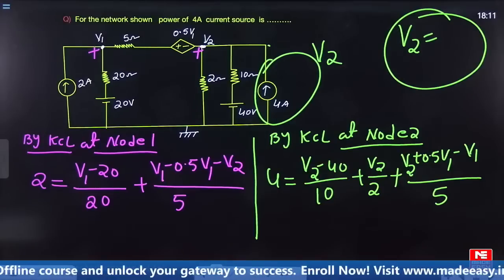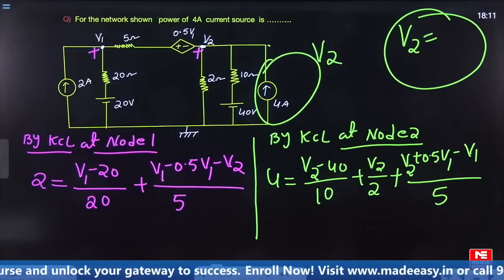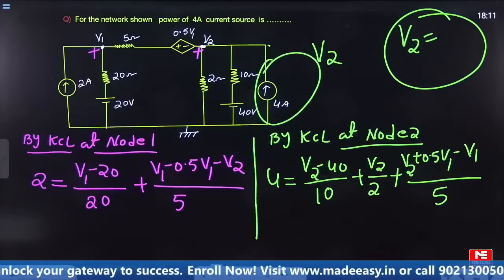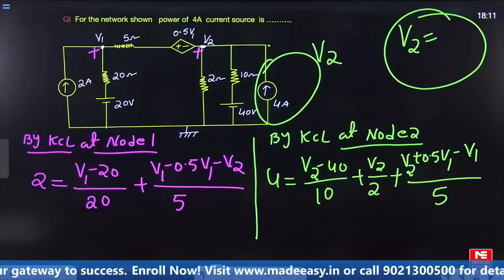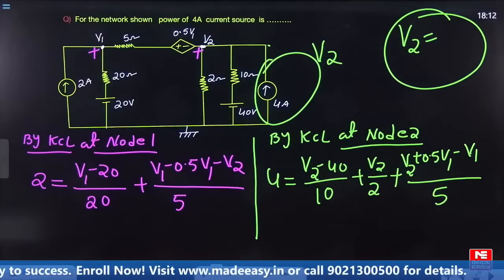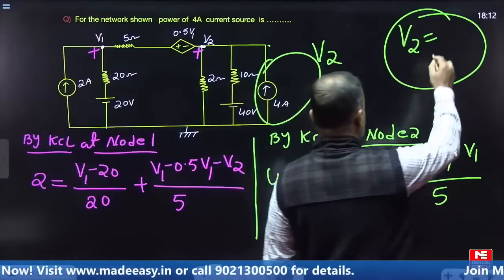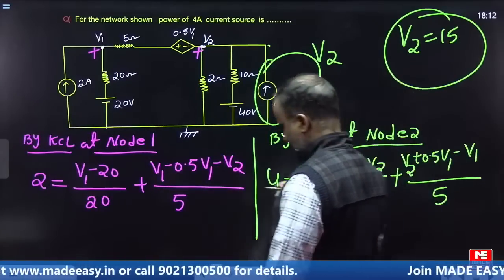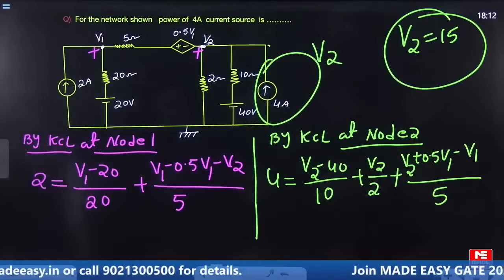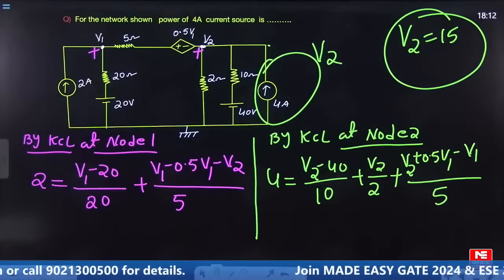Very good. Many students gave the power also. V2, Aditya Prasad, you are saying 40 by 3. Check it. Many students are saying 15. I am writing your answers only. 15. Very good.